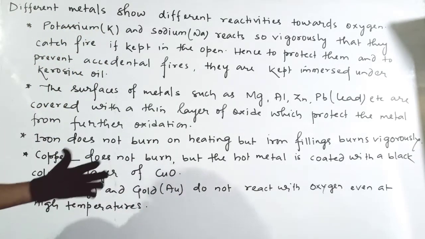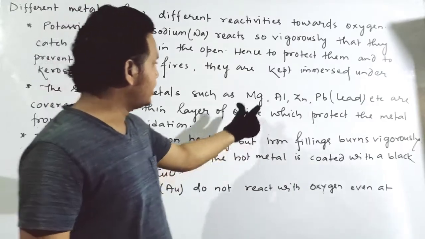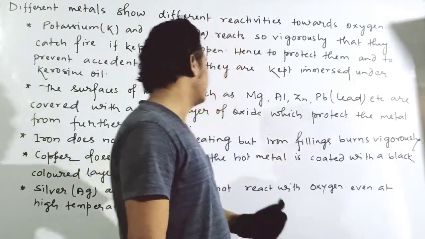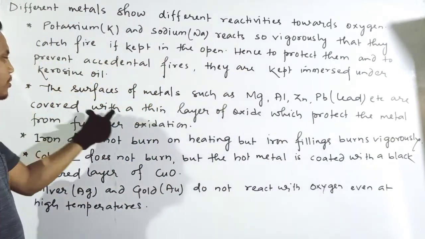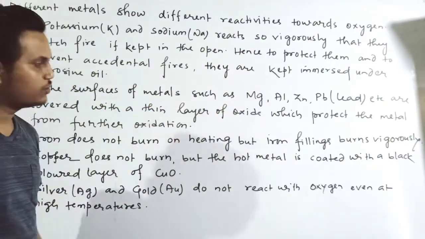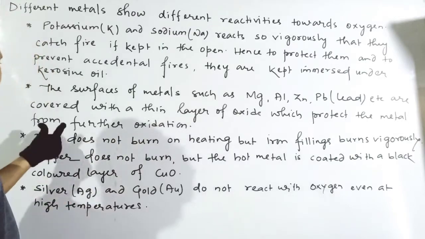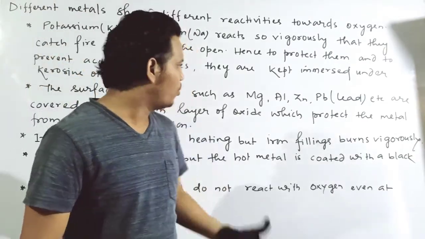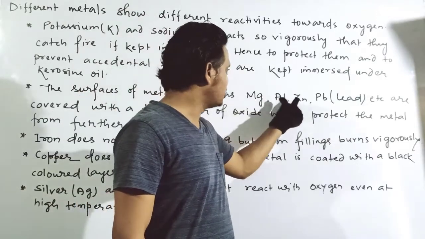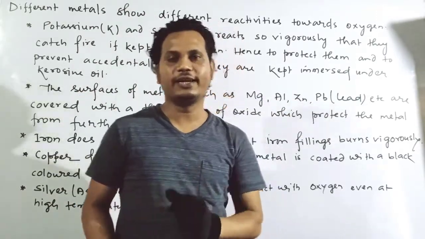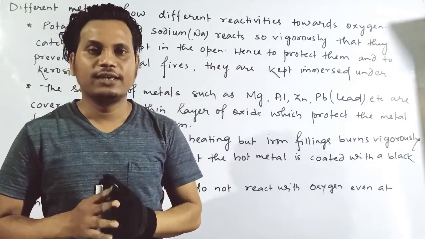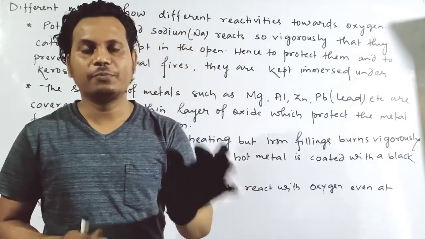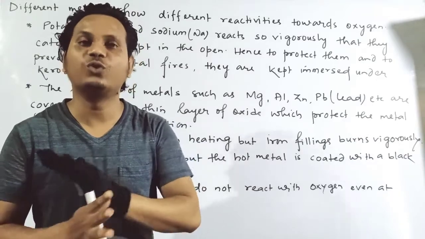Second, some metals are there like magnesium, aluminium, zinc and lead. They are covered with a thin layer of oxide which protects the metal from further oxidation. What will happen? For magnesium, aluminium, zinc and lead, they will react at the starting, but after that they will not react.